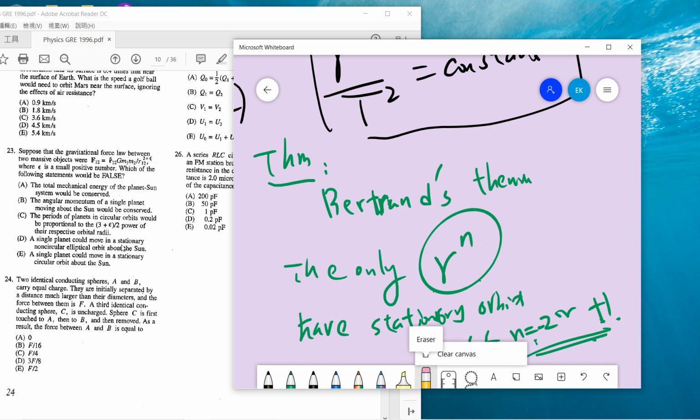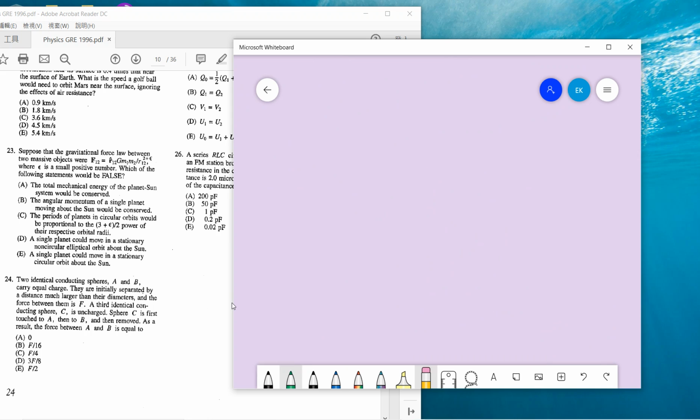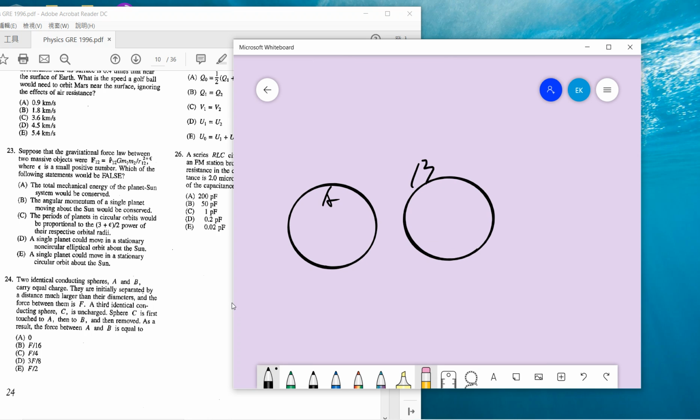Okay. So 24. Two identical conducting spheres, A and B, and then there is also some other sphere C.